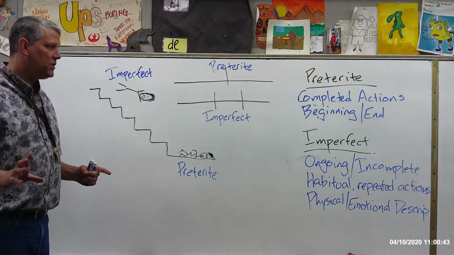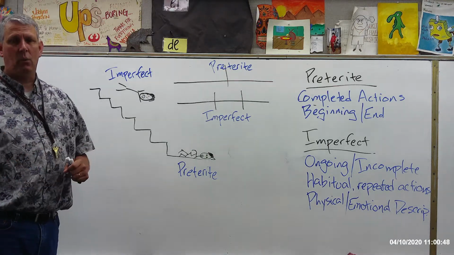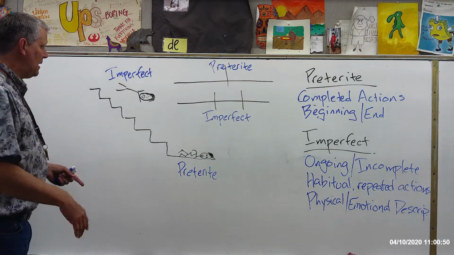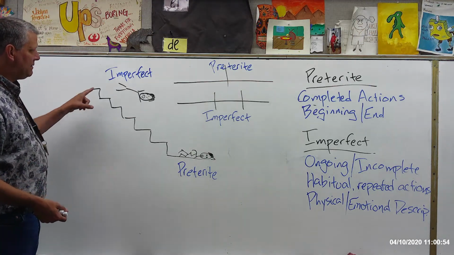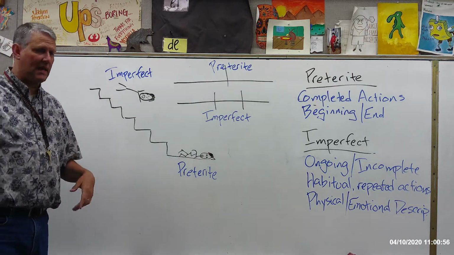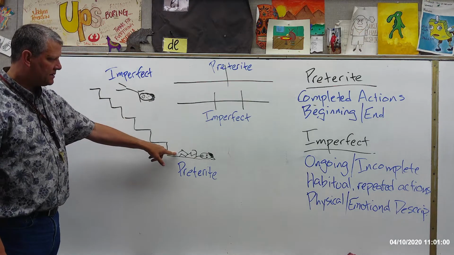So what I'm going to try to do is just give you the basics here of when to use the preterite tense and when to use the imperfect tense. Okay, I'm going to give you a drawing here. First off, this is me. This is the stairs outside the classroom here. And you see, this is me. You can tell I'm an artist, okay? And this is me, okay?